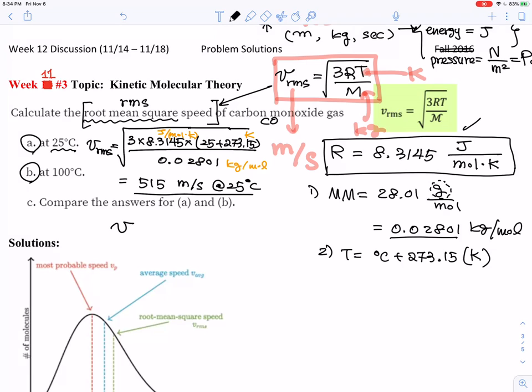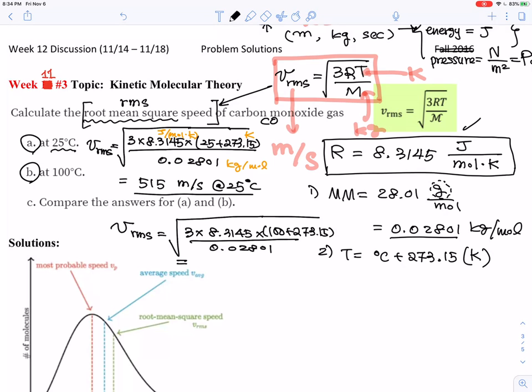So VRMS at 100 degrees C is the square root of 3 times 8.3145, times 100 plus 273.15, divided by 0.02801, and that will give me the value of 576 meter per second at 100 degrees C.